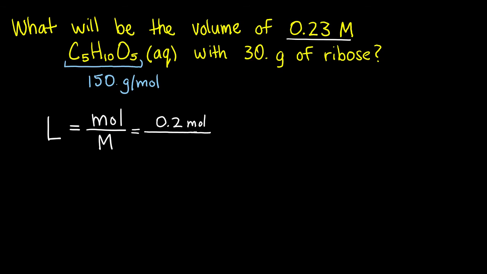The molarity was already given as 0.23 molar. The math, when done, is 0.8696, and with sig figs we would trim that all the way down to 0.87 liters. If asked to determine the volume in milliliters, that would be 870 milliliters of solution.